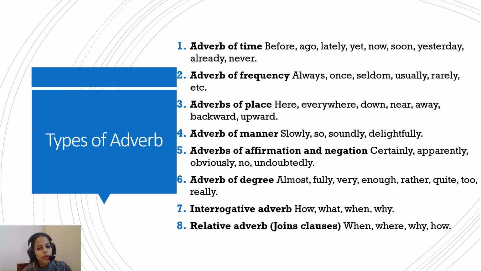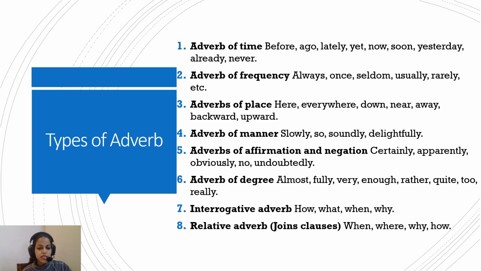Similarly, adverbs of place. They tell where something is happening. Here, everywhere, down, near, away, backward. So these are some of the examples of adverbs of places. The fourth category is adverbs of manner. It tells how something is happening. It answers the questions of how. So is it happening slowly? Is it happening delightfully? Is it happening soundly? So these are the adverbs that are telling the nature of how things are happening.